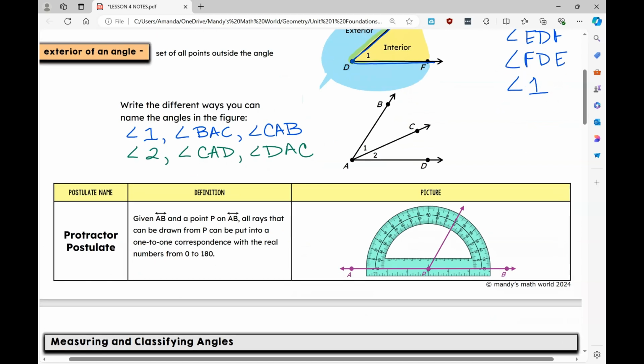So let's move on to the first postulate that we're going to talk about today. It's called the protractor postulate. And it says, given line AB and a point P on line AB, all rays that can be drawn from P can be put into a 1-to-1 correspondence with the real numbers from 0 to 180. What does that mean? It means that we can use a protractor to measure angles.